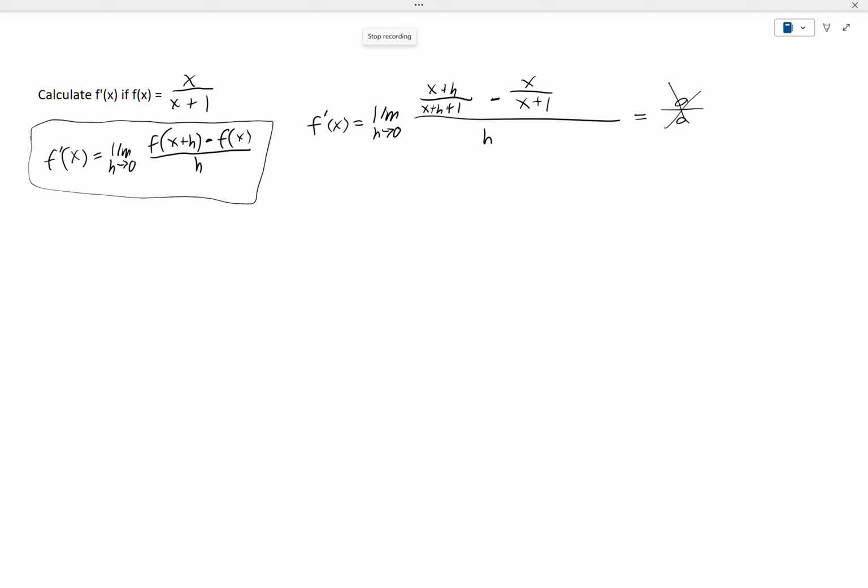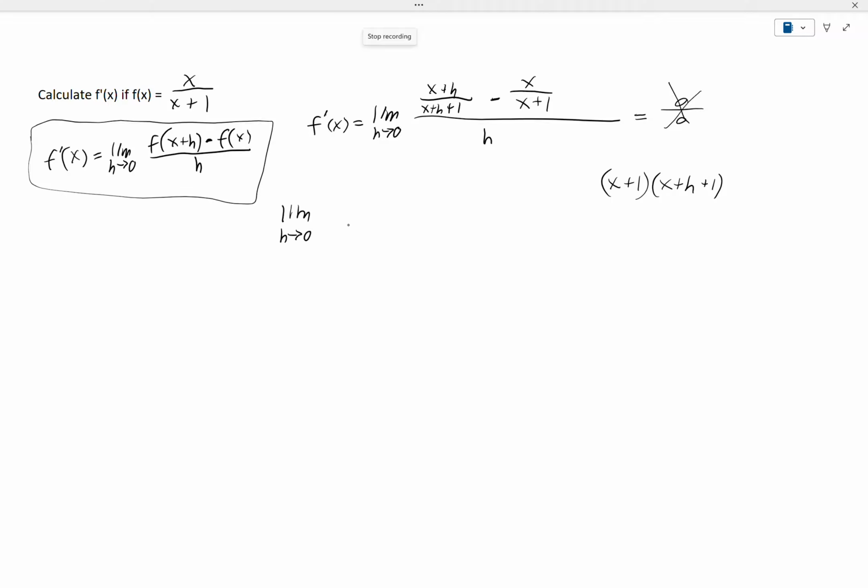So just looking between this denominator and this denominator, this is definitely a common denominator: x plus 1 times x plus h plus 1. It's just the product of the two different denominators. So our goal is for each of those denominators up here to be the same, equal to this. Okay, so here's how you do that.